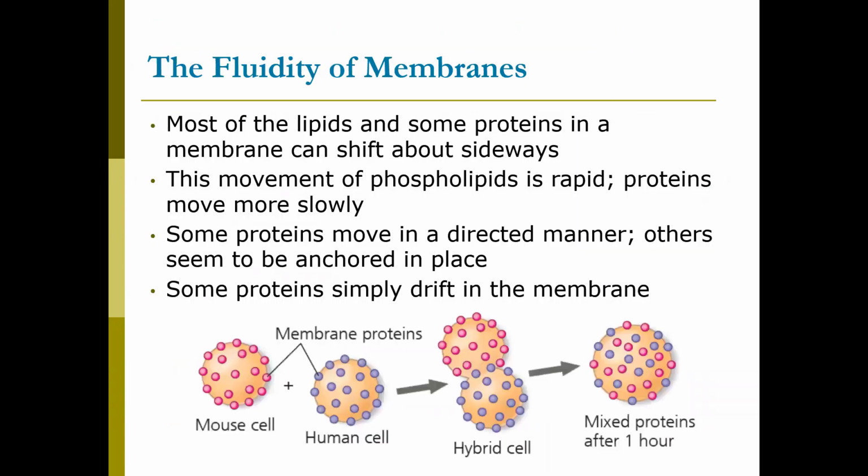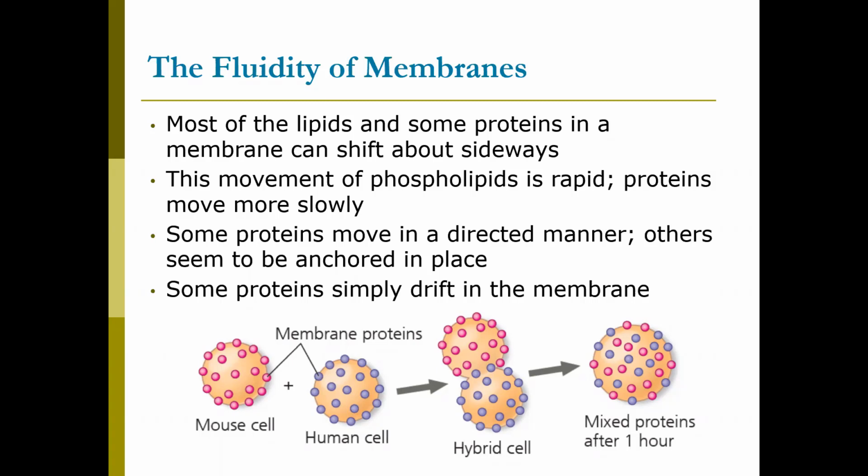So let's take a closer look at the fluidity. Most of the lipids and some proteins in the membrane can shift about sideways. That's because the phospholipids are going to be moving. The hydrophilic heads are attracted to each other, and the hydrophobic tails are attracted to each other, so it creates this kind of movement pattern. The embedded proteins will move around as well, but they move at a slower pace. Some proteins may move in a directed manner, others may be anchored in place, and some simply drift in the membrane.